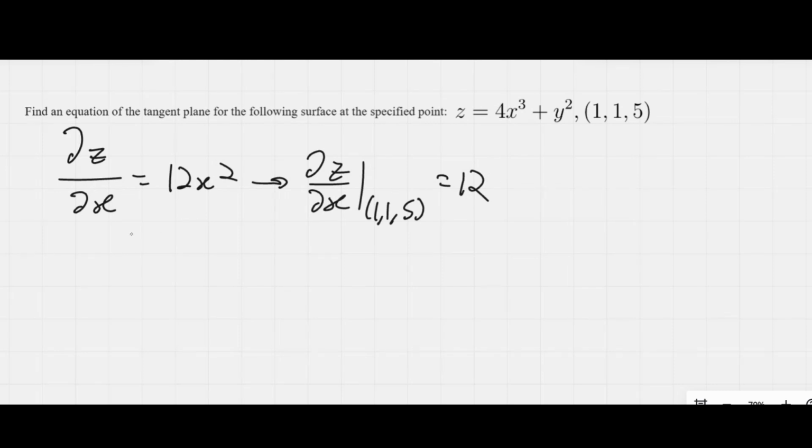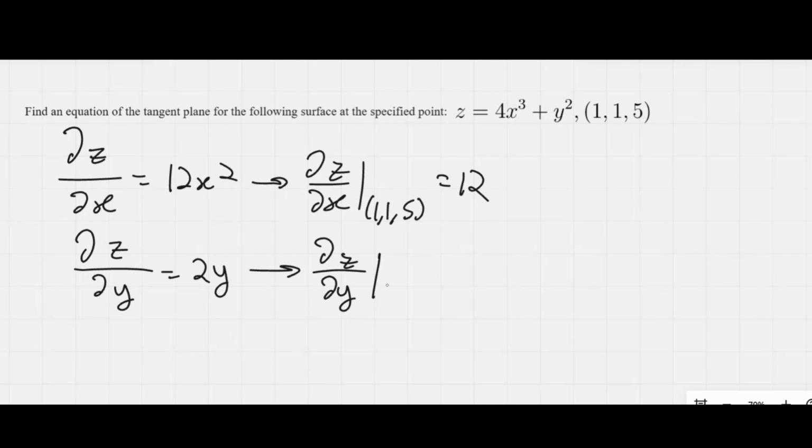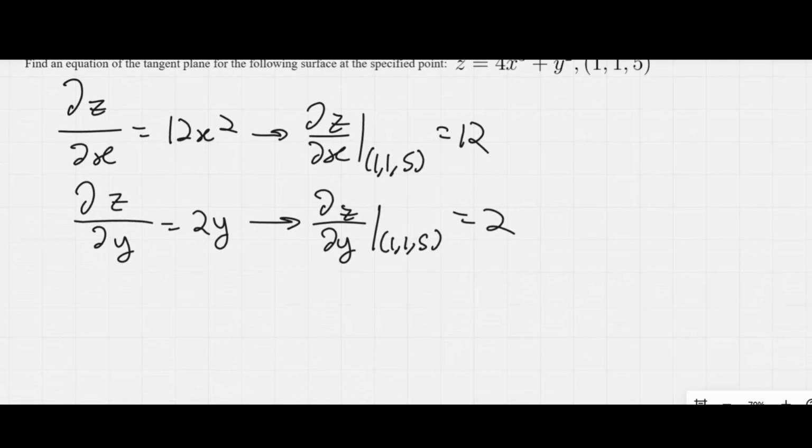Now we can do the same for the partial derivative with respect to y. The partial derivative with respect to y is going to be equal to 2y simply. And translating that over to a specific point, the partial derivative with respect to y at the point (1, 1, 5) is going to be equal to 2, because 2 times 1 is simply 2. All right, so we have our two slopes over here. We also have the z value, and so hence we can find the equation of our tangent plane.